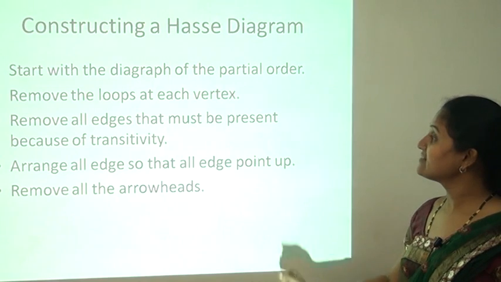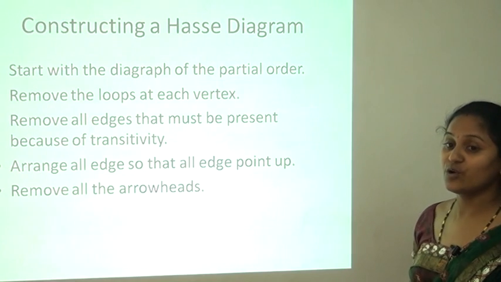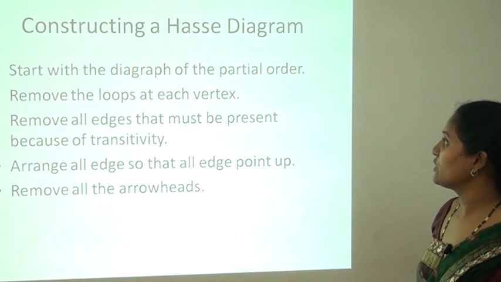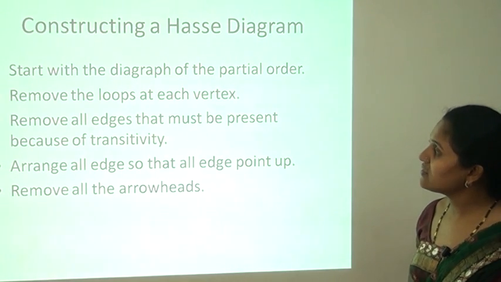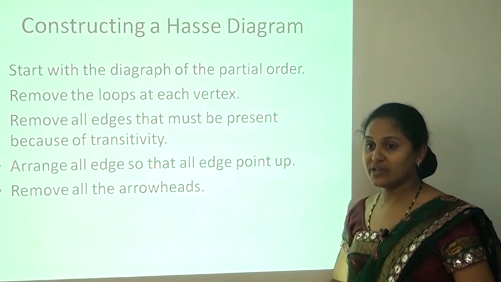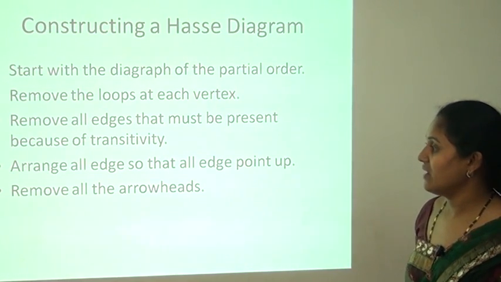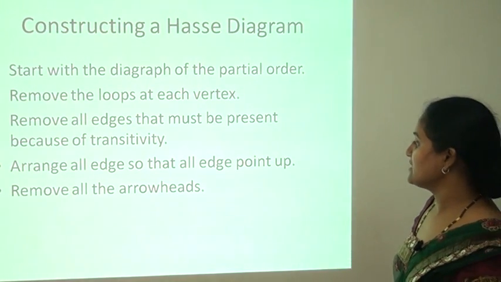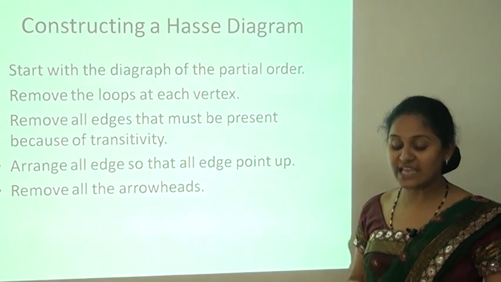So this is the algorithm, what we need to do to construct a Hasse diagram. The first point is to start with the digraph of the partial order and remove the loops at each vertex. Third point is to remove all the edges that must be present because of transitivity. Then we have to arrange all the edges and remove all the arrowheads. We have to make the sequence.